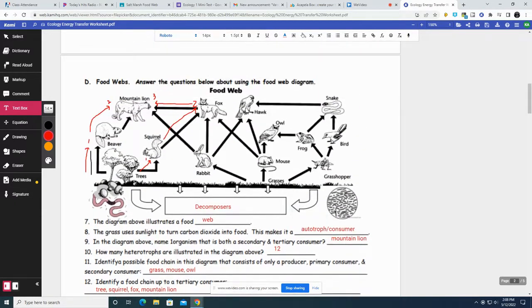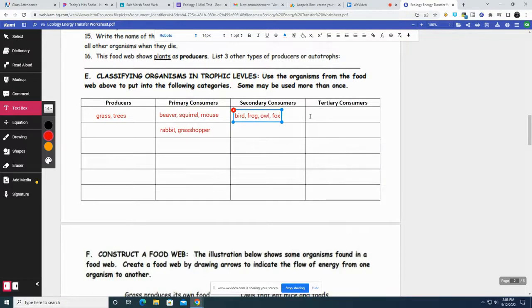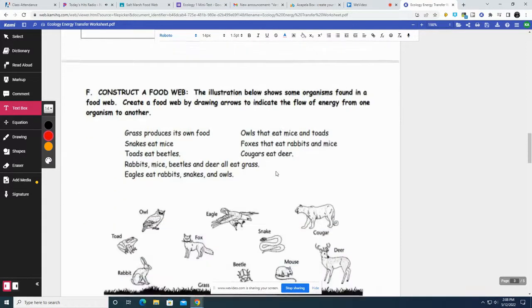Tertiary consumers. I know the mountain lion's one. The snake, 1, 2, 3. Wait, so level, yeah, 1, 2, 3. Snake is also a tertiary. And 1, 2, 3, 4. Hawk is also a quaternary. We're going to put mountain lion and snake. That's good enough. All right, construct. Oh, I got to do the food web.